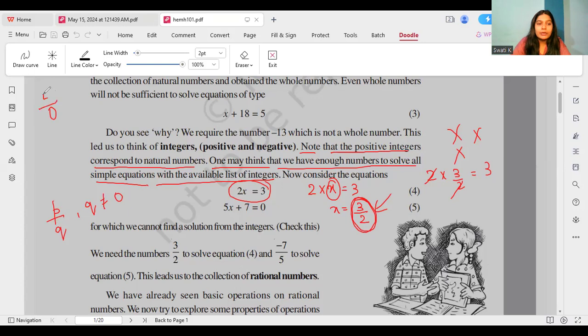That we can never write down 5 by 0, 6 by 0, 7 by 0 in this form, because the answer for these types of numbers will be undefined.